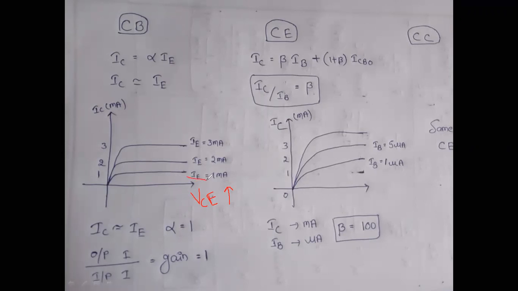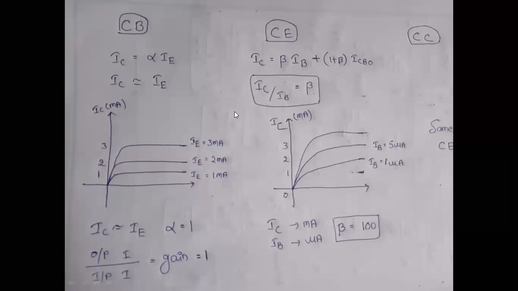If IE equal to 1 milliampere, then from this relation IC is equal to IE. If IE equal to 1 milliampere, then IC is also 1 milliampere. In the starting stage, it will require some time to reach 1. Then after that, a constant 1 milliampere current flows, because input current is 1 milliampere. Then at the collector side also 1 milliampere will flow. In the same way, if IE equal to 2 milliamperes, IC is also 2 milliamperes. If IE equal to 3, IC is also 3 milliamperes. Like this, you can draw the output characteristics in CB. I hope it is clear for all of you.